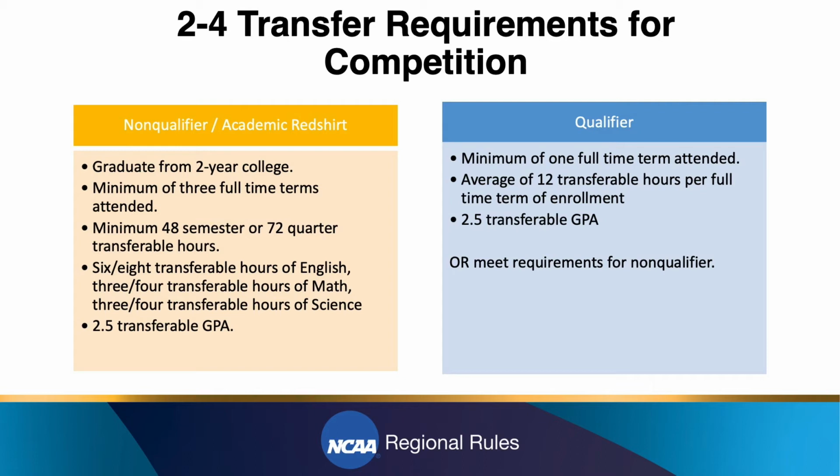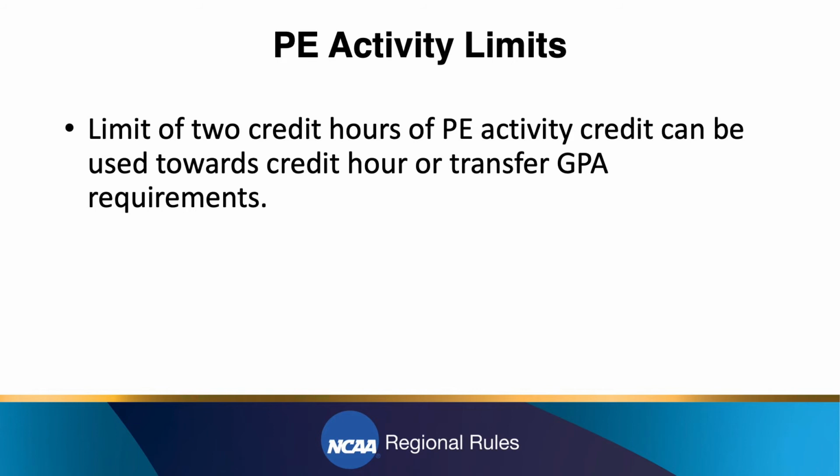However, a qualifier must meet the following criteria. Be enrolled a minimum of 1 full-time term at the 2-year institution. Average 12 transferable hours per full-time term of enrollment. And earn a 2.5 transferable GPA. If the student athlete does not meet the qualifier status, he or she must meet the non-qualifier status in order to be immediately eligible. Transfer student athletes are limited to 2 credit hours of physical education activity credits that can be applied towards the credit hour and transfer GPA requirements.